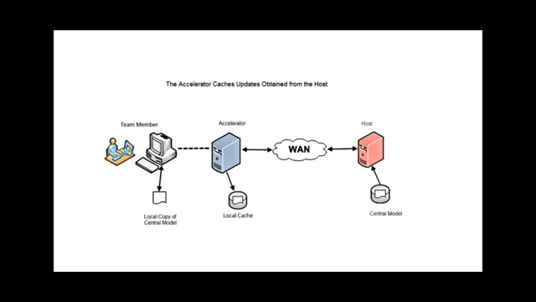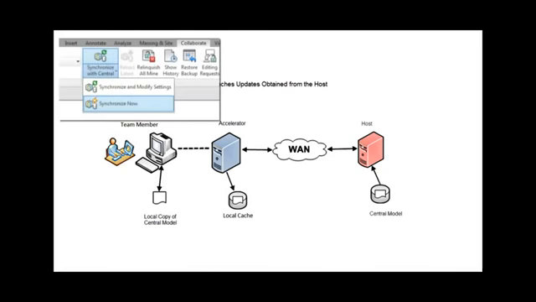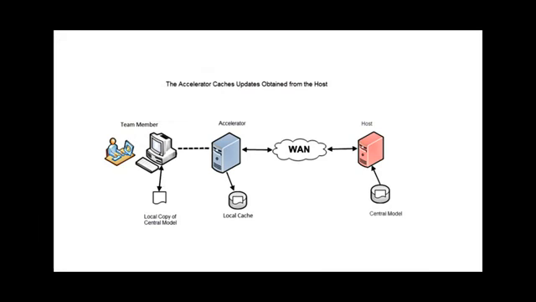To update the central model with changes made to a local copy, the team member uses the Synchronize Now tool, which first updates the local cache on the accelerator to reflect those changes, and then updates the central model on the host.